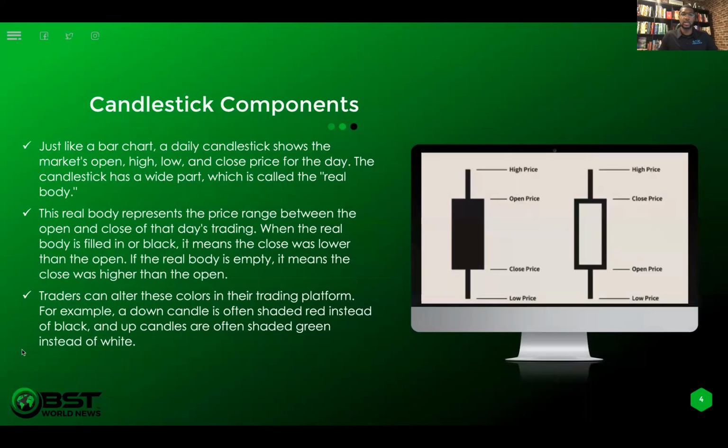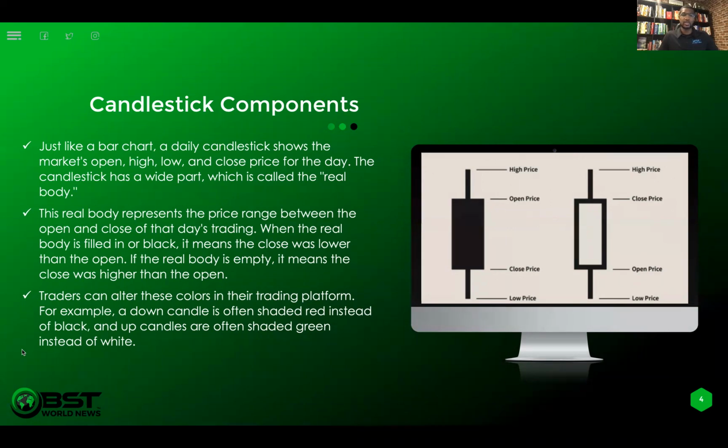All right, so candlestick components are very, very important. In order for you to understand how to read the candlesticks, you have to know exactly what each point on the candlestick represents. Just like a bar chart, a daily candlestick shows the market's open, high, low, and close price for the day. The candlestick has a wide part, which is called the real body. The real body represents the price range between the open and close of that day's trading.